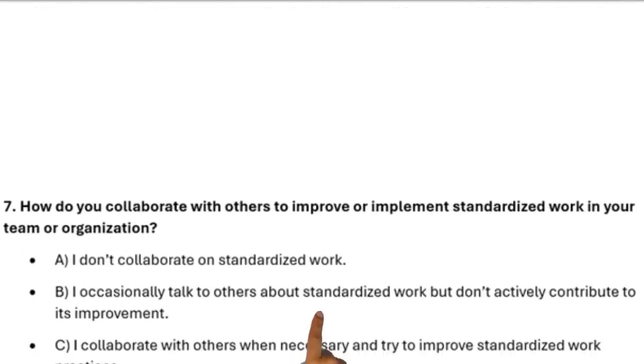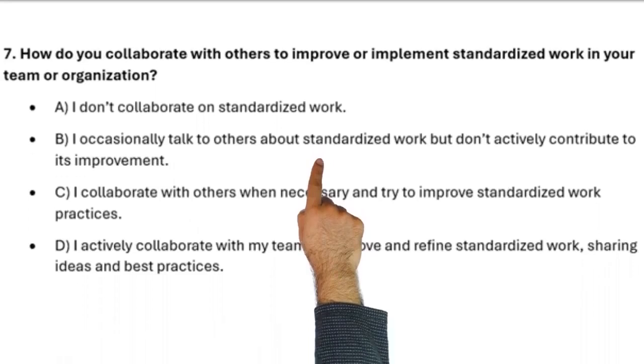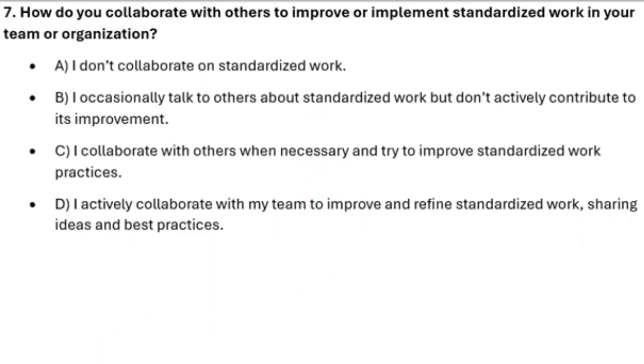7. How do you collaborate with others to improve or implement standardized work in your team or organization? A. I don't collaborate on standardized work. B. I occasionally talk to others about standardized work but don't actively contribute to its improvement. C. I collaborate with others when necessary and try to improve standardized work practices. D. I actively collaborate with my team to improve and refine standardized work, sharing ideas and best practices.